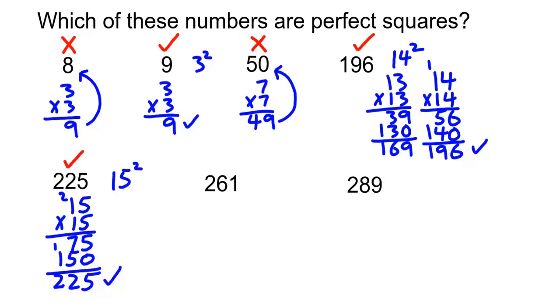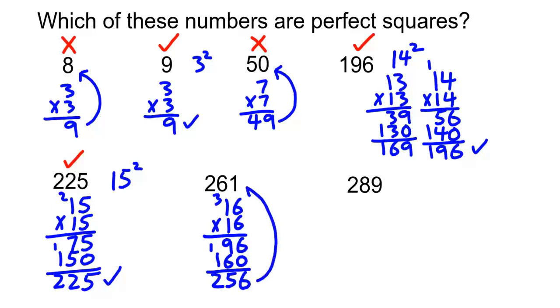For 261, again, I'm not sure, so we'll try 16 times 16. 6 times 6 is 36. 6 times 1 is 6, plus 3 is 9. Place a 0. 1 times 6 is 6. 1 times 1 is 1. Add them together. 96 plus 160 is equal to 256. 256 is very close to 261, but not quite there, so therefore 261 is not a perfect square.